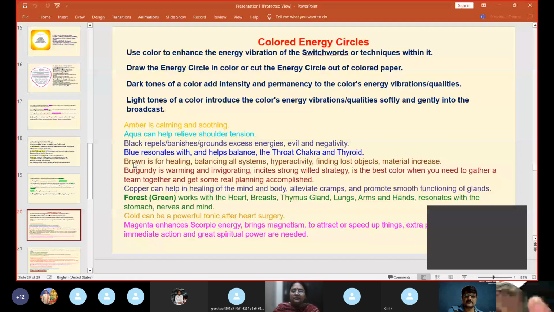The gold color can be used very well when we have undergone a heart surgery or we are facing issues related to the heart. That means it is going to work as a tonic, healing the heart that has been wounded.